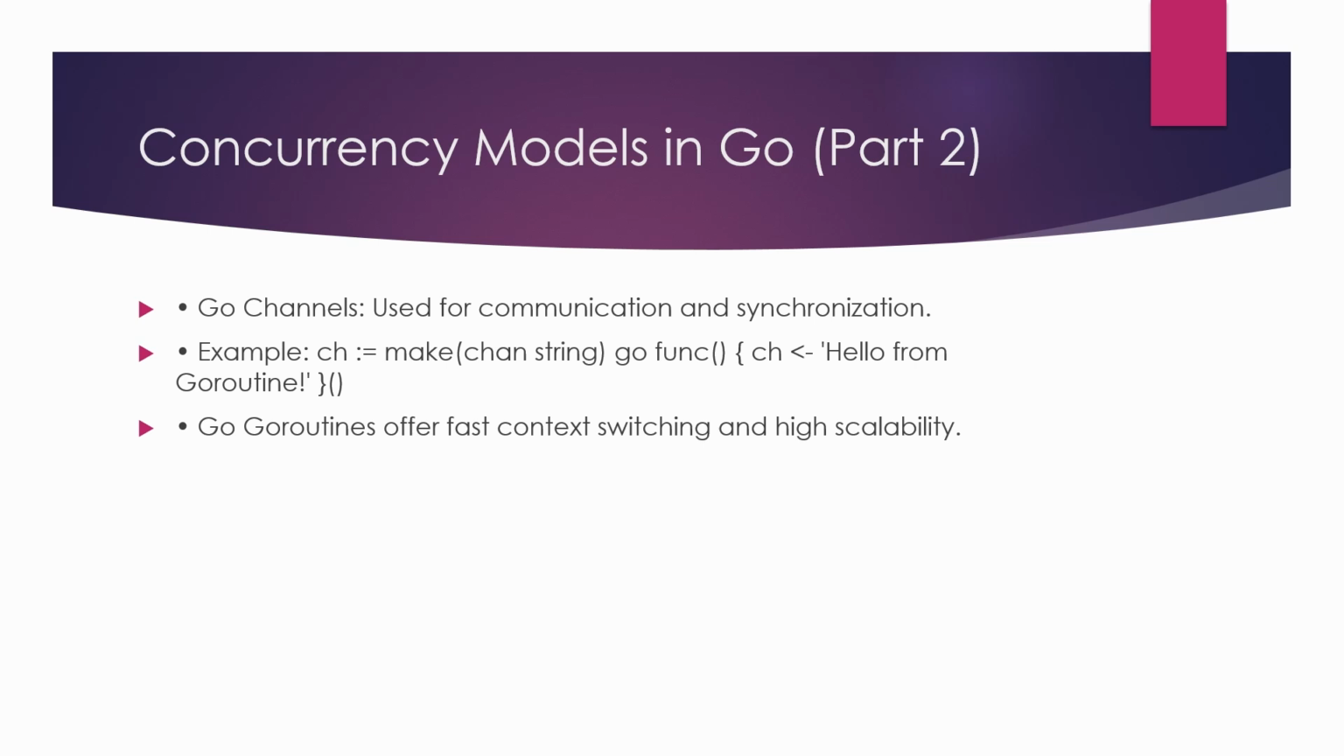Go also uses channels for synchronization and communication between goroutines. Channels allow goroutines to send and receive data safely, making it easier to coordinate and synchronize concurrent tasks.